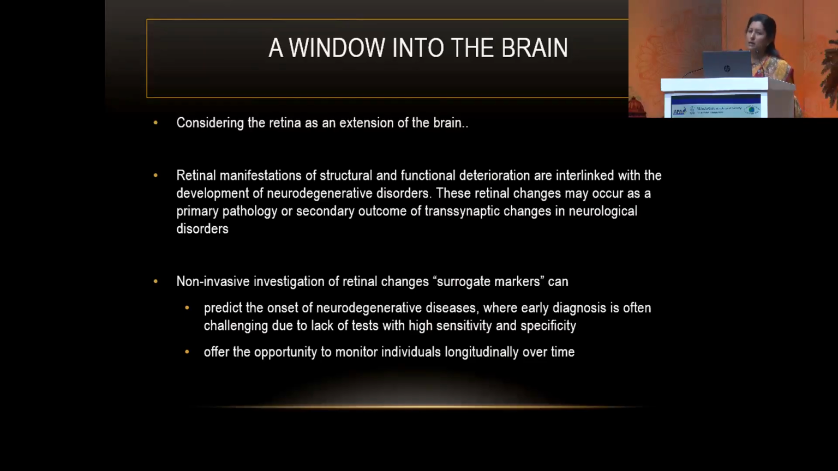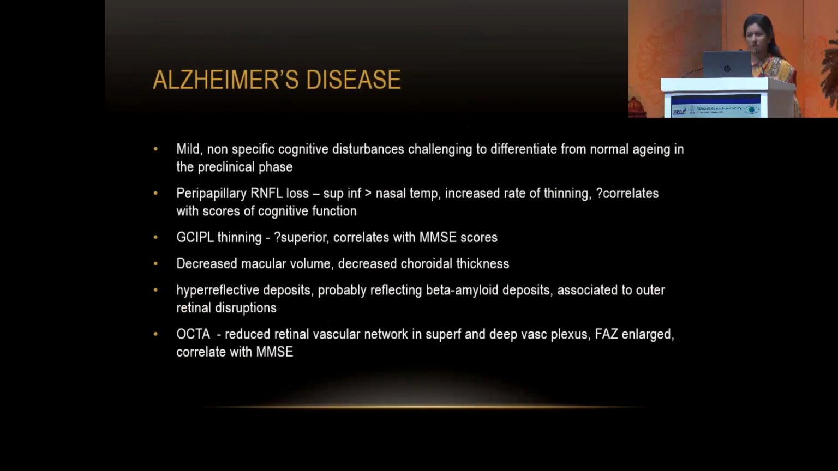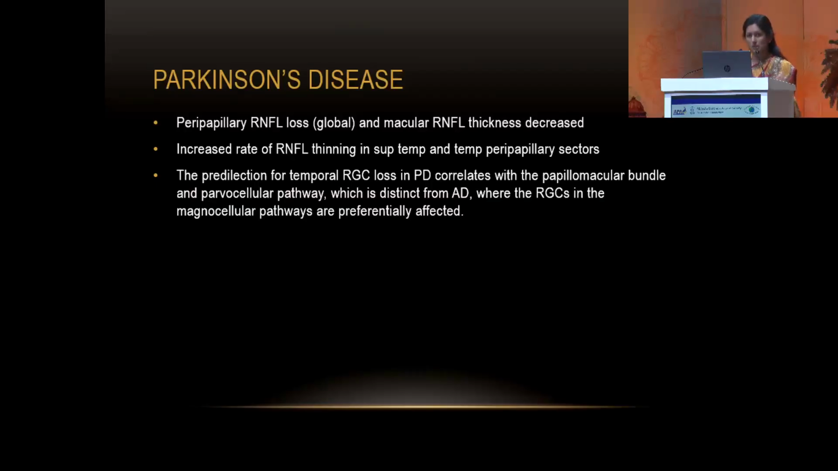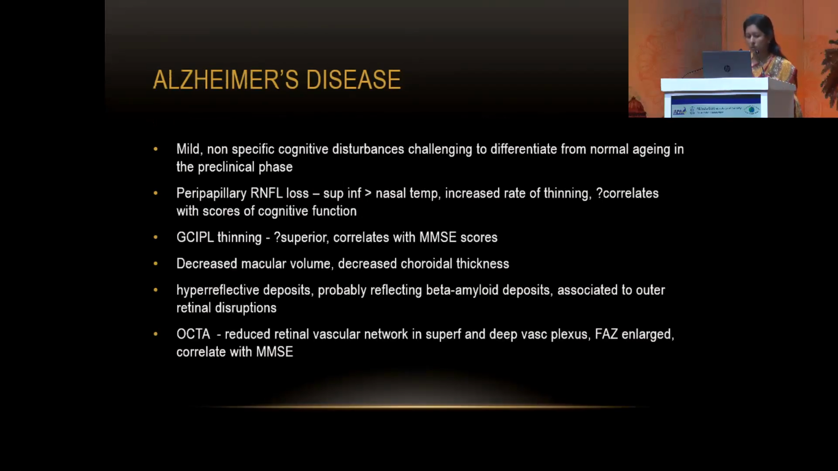Now, these surrogate markers are very exciting because, first of all, they can predict the onset of disease. They can be used repeatedly to follow up the patients non-invasively. There is no ionizing radiation, unlike a CT scan or an MRI, and no use of contrast agents as well. So, Alzheimer's is the one on which the maximum work has been done, and the peripapillary RNFL loss is said to be the most sensitive indicator. This is a global loss as compared to Parkinson's disease, where it is more of a temporal loss.